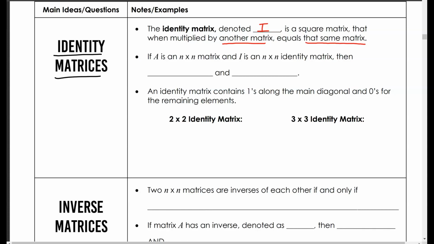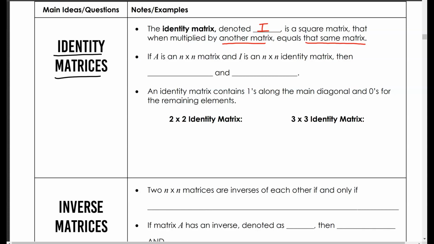Think of the identity property. For addition, it would be 0 because any number plus 0 would give you that same number. For multiplication, it's just 1. Any number times 1 is the original number. So now we're looking at the identity matrix. This matrix, when multiplied with another matrix, will always equal that original matrix.